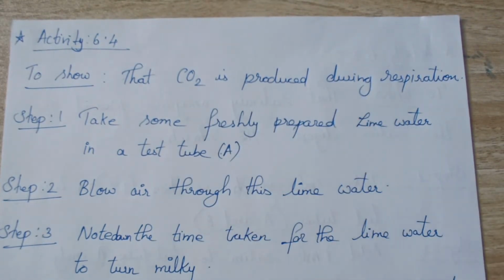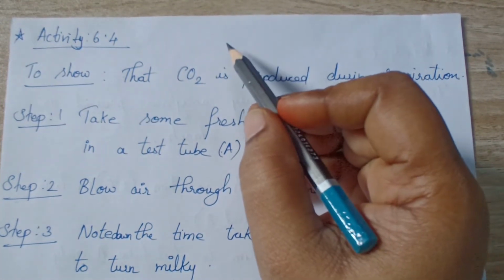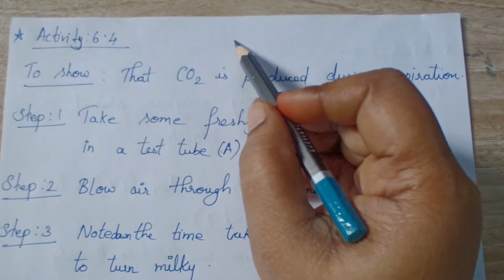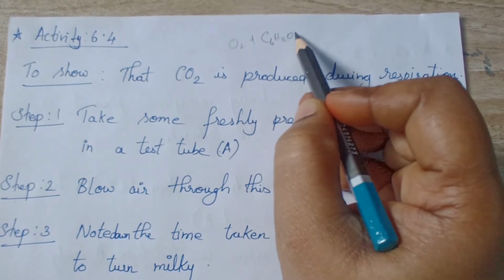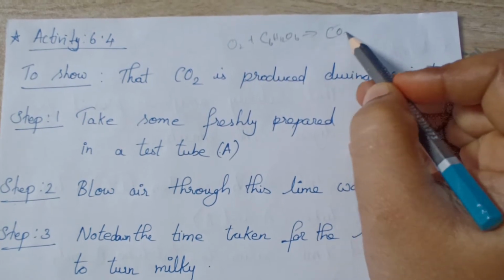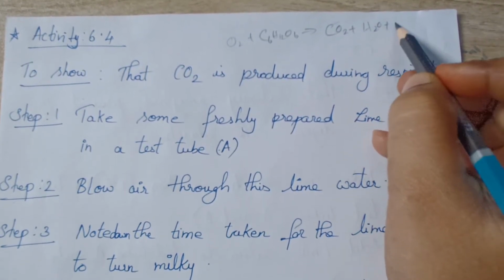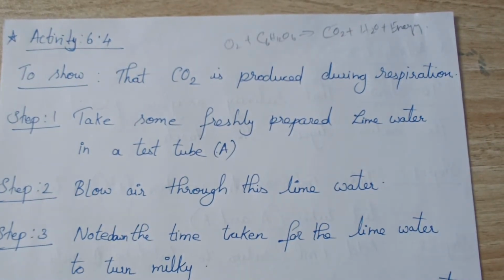You know the respiration process. What does respiration mean? It's producing energy when oxygen reacts with glucose. When you inhale, oxygen enters into our body. That oxygen reacts with the glucose, C6H12O6, and you will get carbon dioxide plus water plus energy. Energy is released. This is your respiration process. The CO2 is produced during respiration.